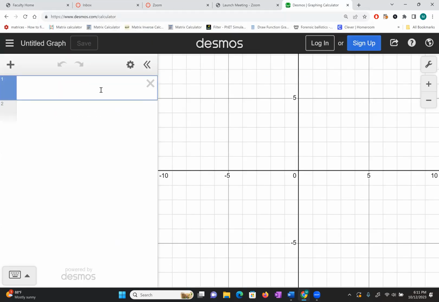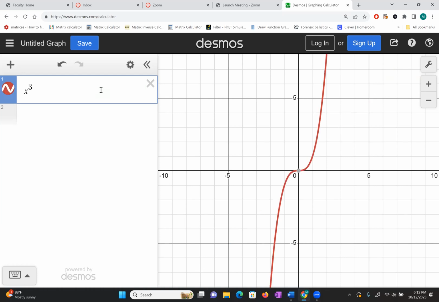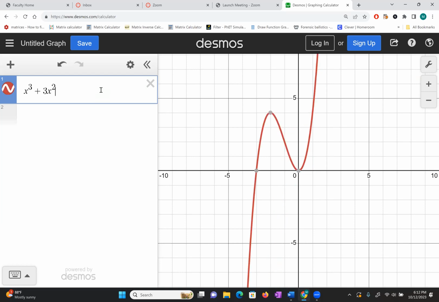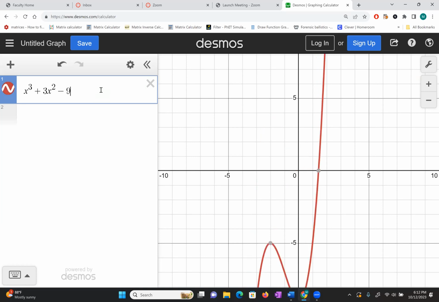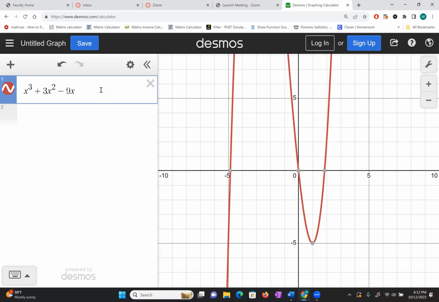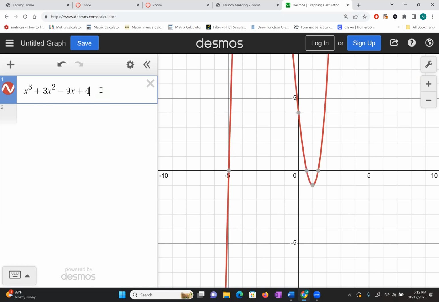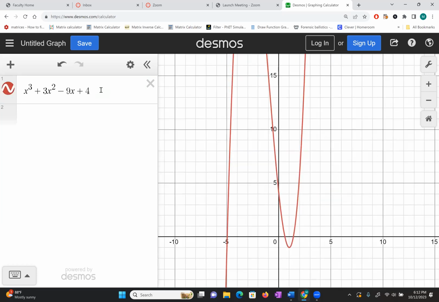And we're going to go ahead and put in this equation. So I'm going to start with the x cubed. Notice that I'm graphing the f of x, by the way. Notice that I have x cubed, plus the 3x squared, and minus 9x, and plus 4. And this is what our graph looks like right now.